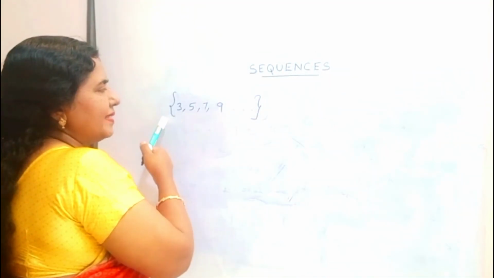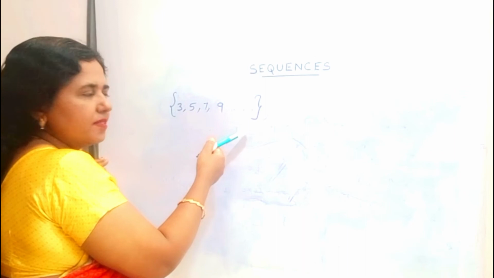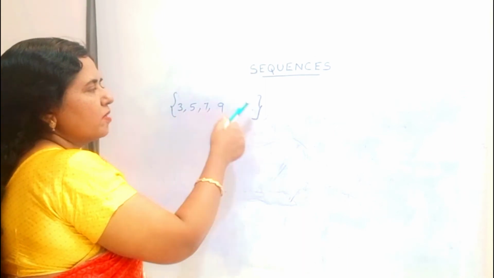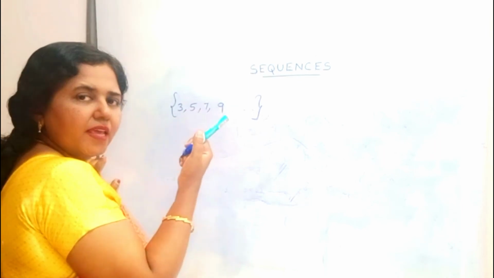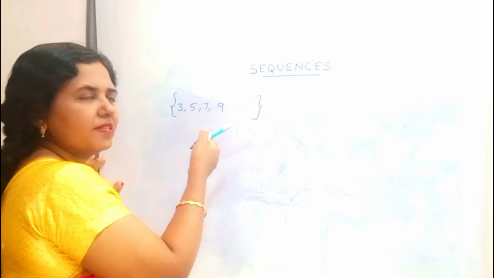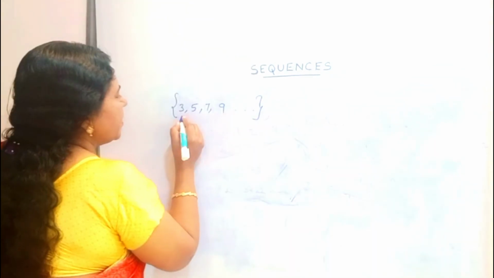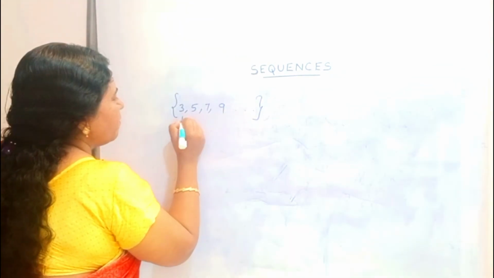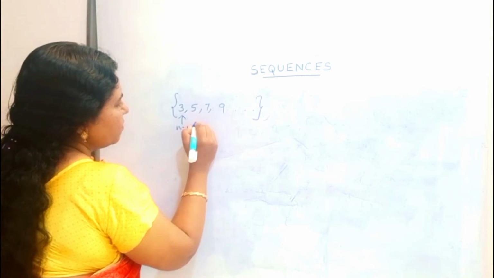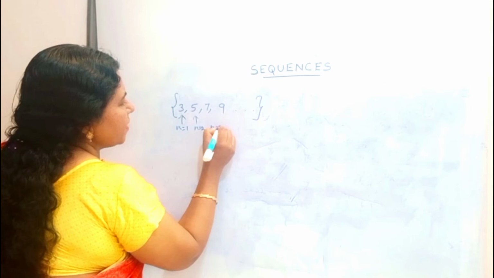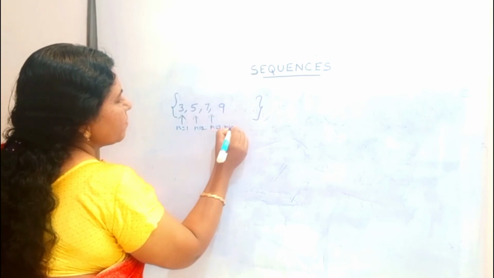Okay, so now let us consider this sequence 3, 5, 7, 9, etc. Now, if we are asked to bring out the general expression for the terms present in the sequence, we can see how to proceed. So, here n is equal to 1 corresponding to this value and here it is n is equal to 2, n is equal to 3, n is equal to 4.